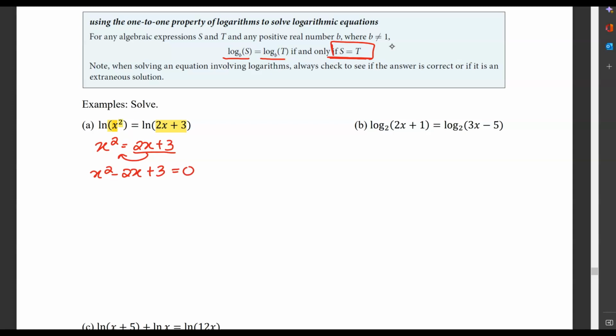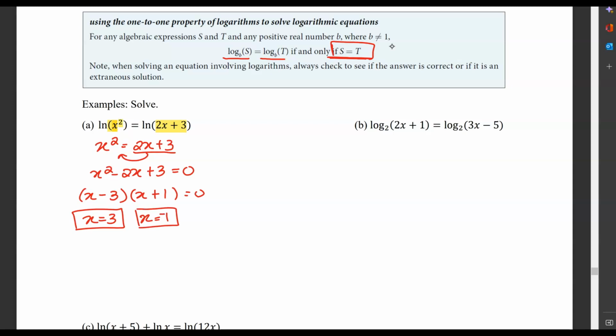Let's go ahead and factor this. So when I factor this, I end up with x minus 3 and x plus 1 is equal to 0. So this tells me that x is equal to 3 and x is equal to negative 1. Okay, so those are our values.